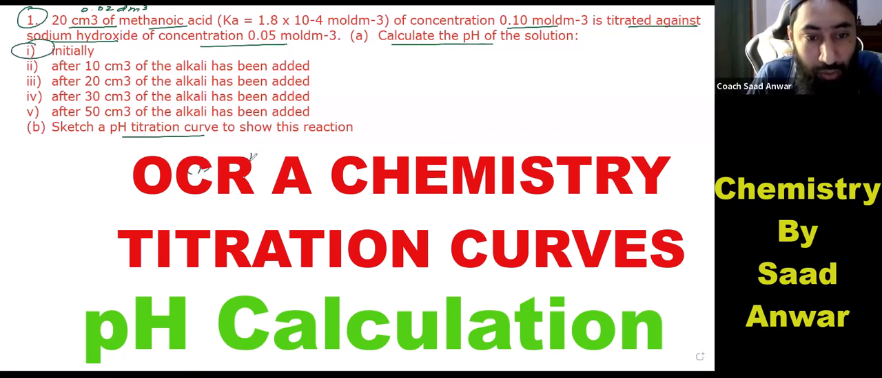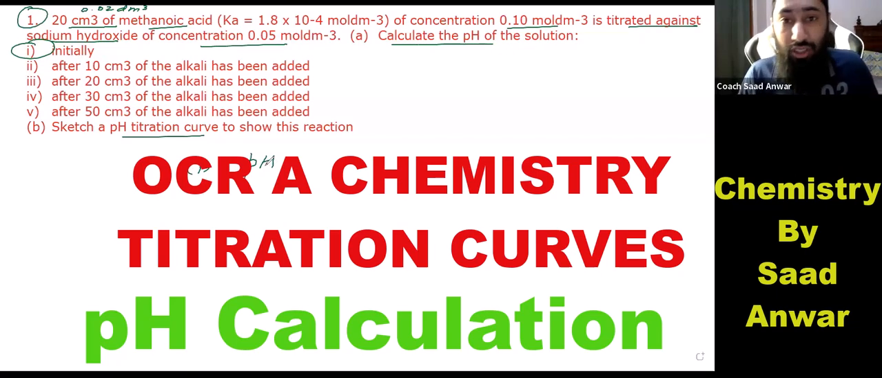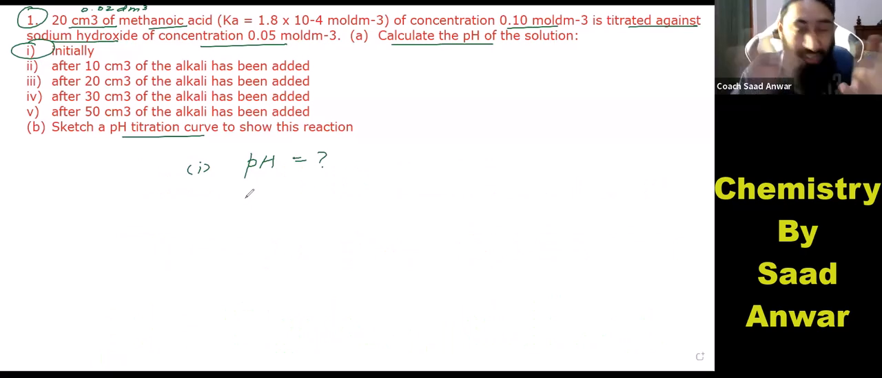In part one, I have to find pH. I have not been given any volume of alkali. They are saying calculate the pH of the solution initially, but the concentration of acid is given to me, and the volume of acid is given to me. I have to find pH. This is a past paper question, so I will not go into depth, I will just solve it.